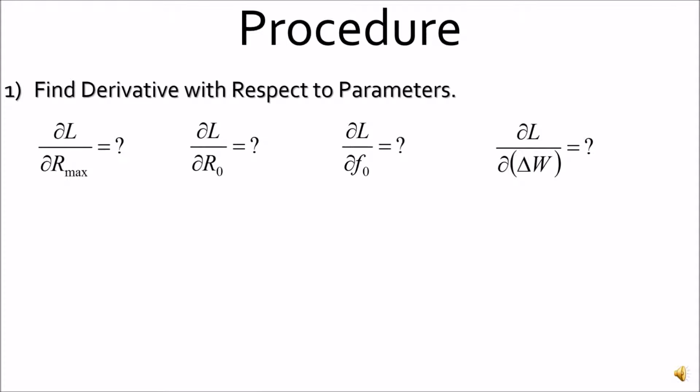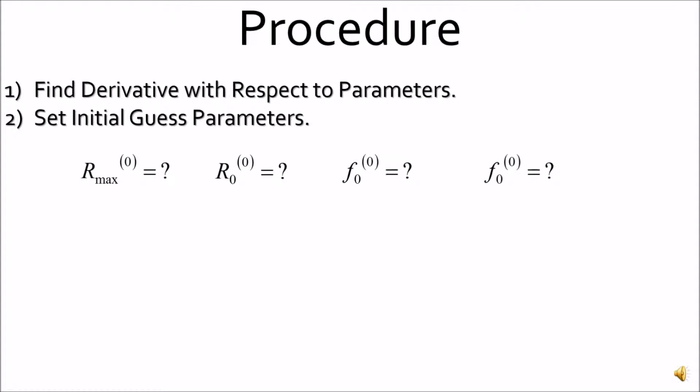Okay, so let's look at the procedure we're going to use. We're going to use a technique called Gauss-Newton, and it proceeds as follows. Firstly, we have to differentiate our model function with respect to the four parameters which we're using. In your case, it may not be four parameters; it depends on the function you're using. So we have these four parameters: Rmax, R0, F0, and delta W, and we have to find the analytical solution to the derivative of our model function, the Lorentzian function, with respect to each of these parameters.